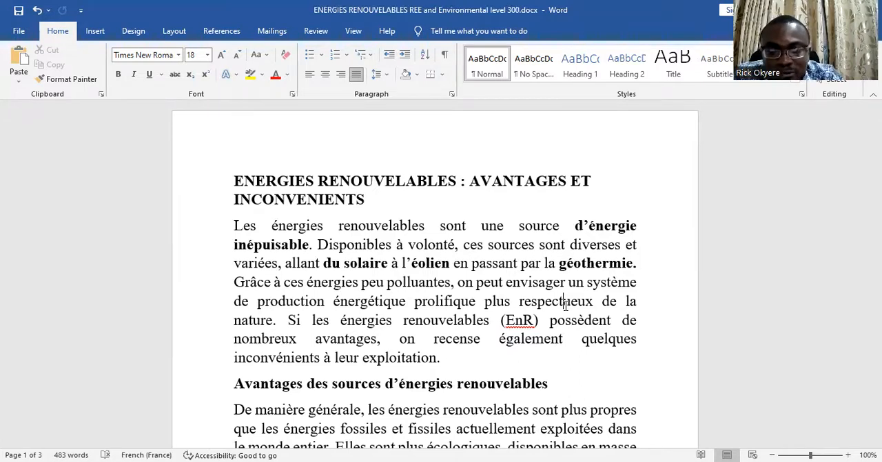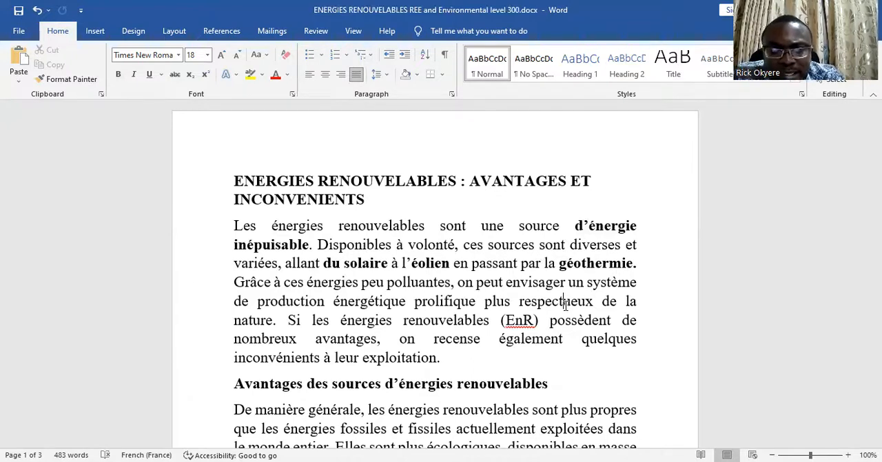So it's very important for you to know that these are some of the advantages, ce sont des avantages de l'énergie renouvelable. All right? Grâce à ces énergies peu polluantes, on peut envisager un système de production énergétique prolifique, plus respectueux de la nature. So thanks to these renewable energies, we can actually look forward to a production system that is friendlier and more respectful to nature.